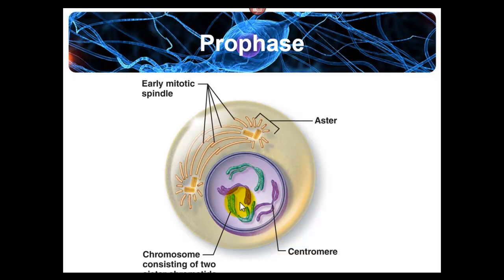But the main two things that happen during prophase: chromatin fibers condense to form chromosomes, and the nucleolus and the nuclear membrane disappear. Like you can see, you can't see a nucleolus here anymore. You can still see the membrane, but eventually it disappears because the DNA has to move across the cell at some point, so they can't have that boundary surrounding them.